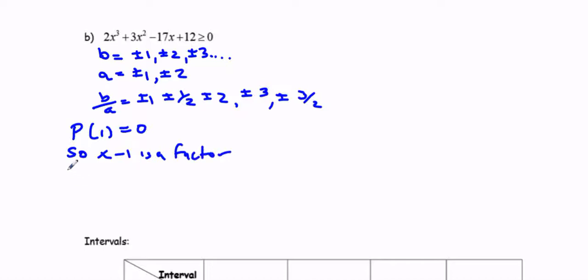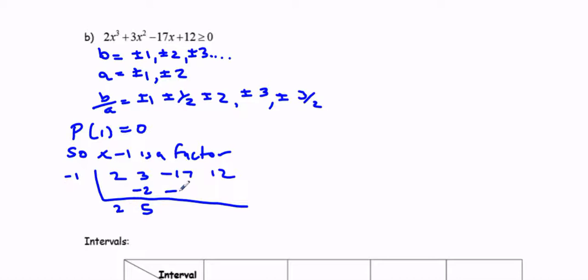I'm going to use my synthetic division. So this is 1, and the coefficients are 2, 3, minus 17, and 12. Bring down the 2, multiply to get 2. Add, that's 5. Multiply, that's 5. Add, that's negative 12. Multiply, that's negative 12. Add. Good, we get a remainder of 0, so we know x minus 1 is indeed a factor.